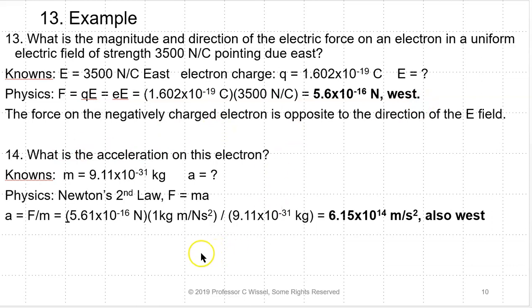The force on the negatively charged electron is, of course, opposite to the direction of the electric field. What is the acceleration on the electron? The knowns and unknowns are that mass is 9.11 times 10 to the minus 31 kilograms, and what's the acceleration? The physics of this is Newton's second law, F equals ma. So a equals F over m, 5.61 times 10 to the minus 16 newtons, times the units conversion, divided by the mass of 9.11 times 10 to the minus 31 kilograms, or 6.15 times 10 to the 14th meters per second squared, and it's also west.